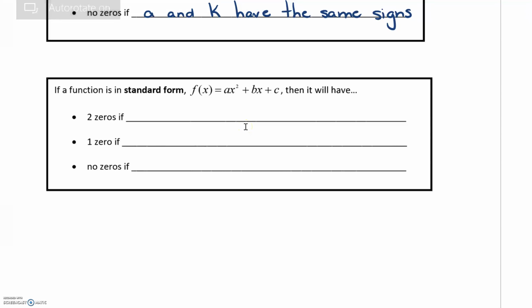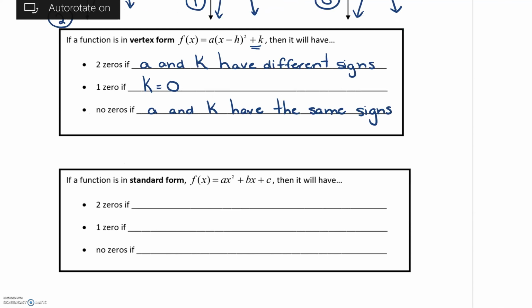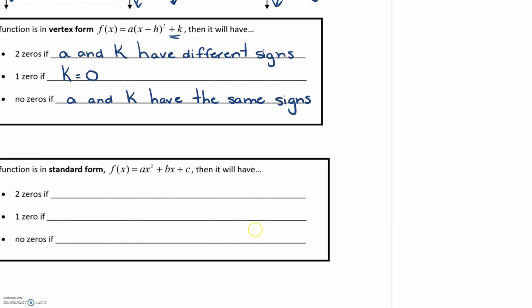The equation is not in vertex form and you can't compare the a and k values, so what you're going to need to do is use the discriminant. The discriminant is the part inside the quadratic roots formula. If you're going to use the quadratic formula to do that, then you need to make sure that you understand which part to take. So here's the quadratic formula.